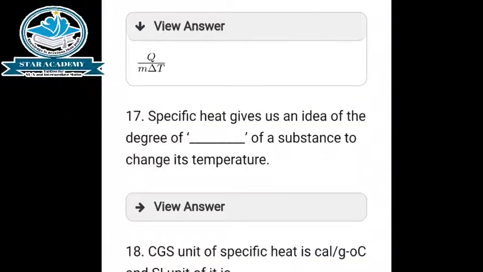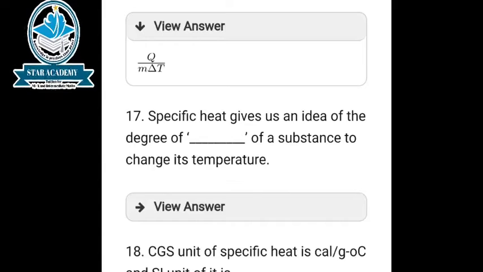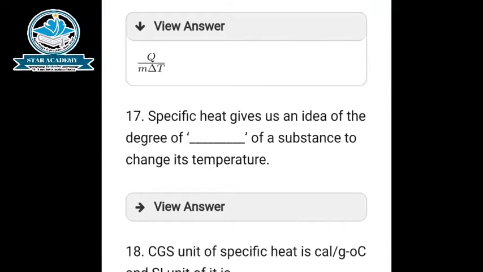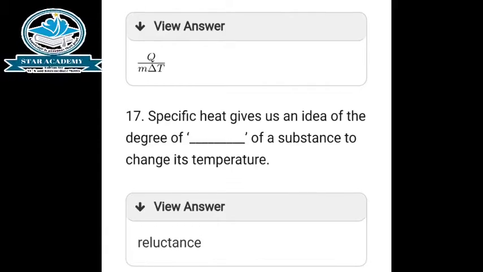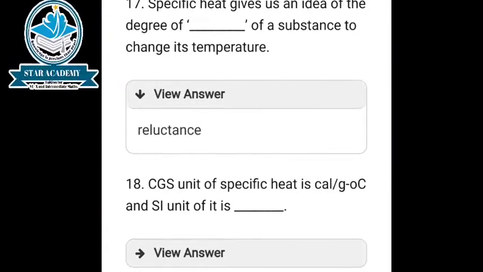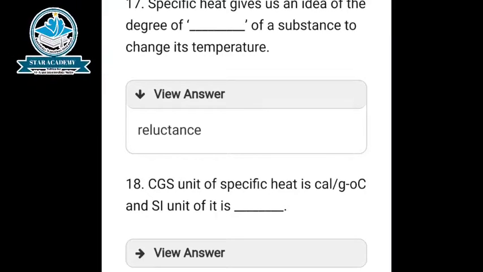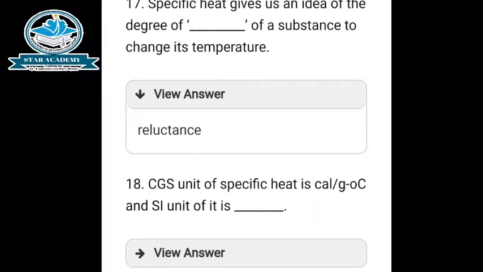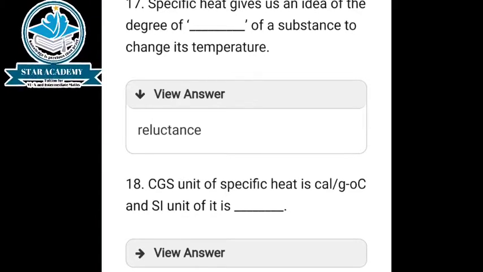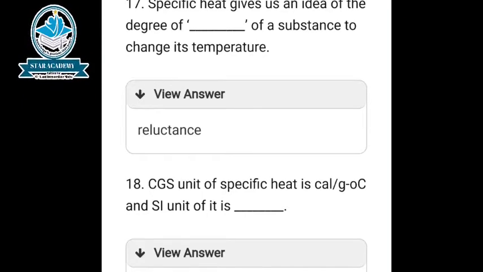17th bit, specific heat gives us an idea of the degree of dash of a substance to change its temperature. The answer is reluctance. 18th bit, the CGS unit of specific heat is calorie per gram degree Celsius and the SI unit of it is dash. The answer is joule per kg Kelvin.